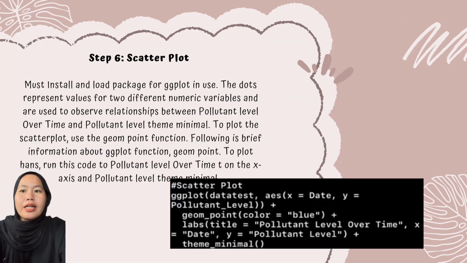Step 6, scatterplot. We must install and load the package ggplot to use it. The dots represent values for two different numeric variables and are used to observe the relation between pollution level over time and pollutant level. To plot the scatter plot, use the geom_point function. Following is brief information about the ggplot function, geom_point. To plot, run this code with pollutant level over time on the x-axis and pollutant level on the y-axis.